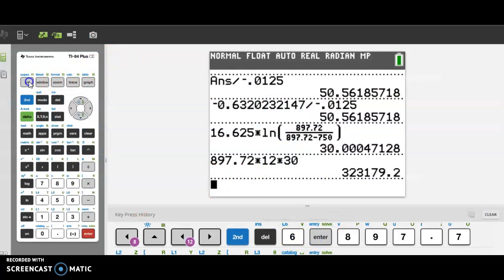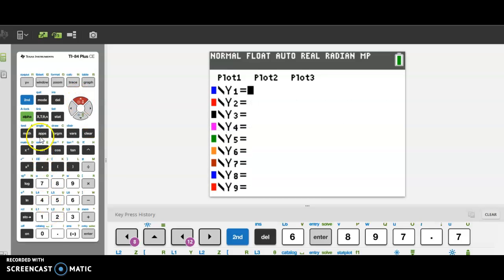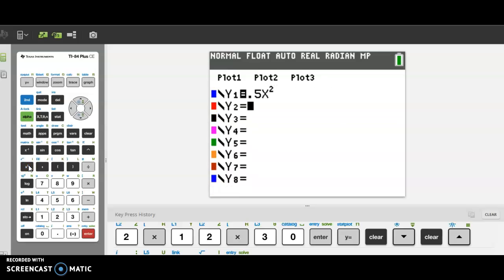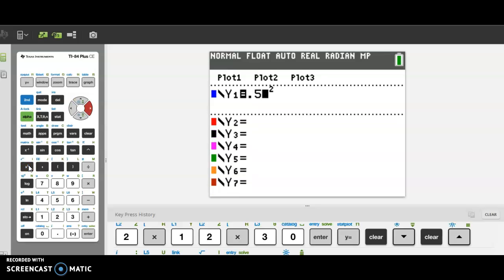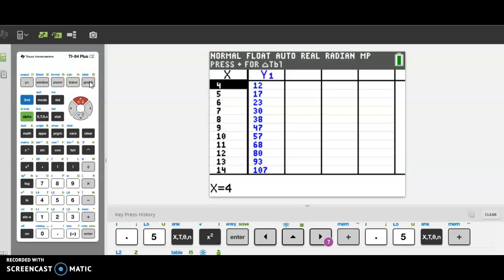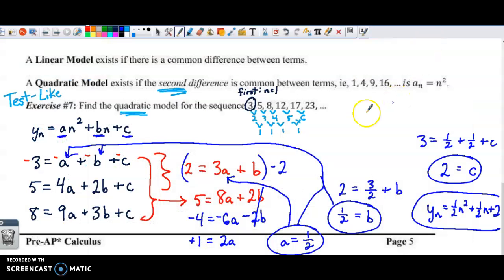And I'm going to go to y equals, you're probably used to these formulas from chapter 8. I'm just going to type it in using x, so 0.5x squared plus 0.5x plus 2. And I'm just going to go to my table and see if I get the same y values I should have. 2, 3, 5, 8, 12. 2, 3, I must have done something wrong.